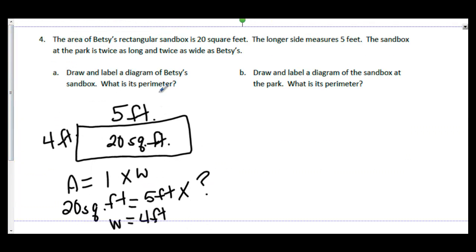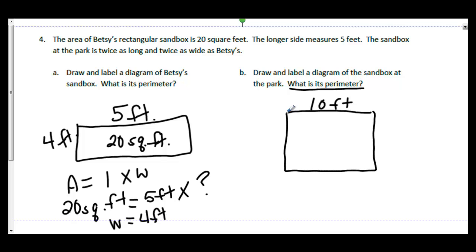All right, so for B, it says, draw and label a diagram of the sandbox at the park. They ask again, what is the perimeter? I want you to try to do this by yourself and come back and check. If you get stuck and you don't know where to begin, you can do it with me. So it says that the sandbox at the park is twice as long and twice as wide as Betsy's. Now, this is not a very accurate drawing. Obviously, this is way longer than it is wide. So really, it would probably look something like this. So this would be 10 feet because that's twice 5 feet. And then it would be 8 feet wide because that's twice 4 feet.